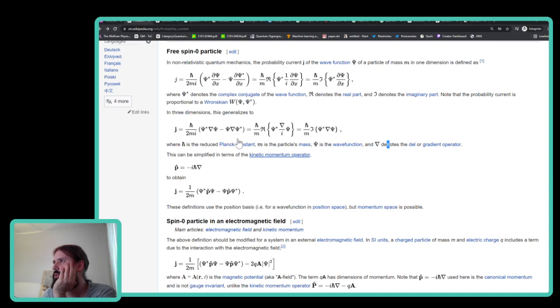Let's stick to these though. If we just stick to these, what this is saying is that in non-relativistic quantum mechanics, the probability current J of the wave function psi of a particle of mass m in one dimension is defined like this. I know we're not in one dimension, but why do you actually need a minus? That's what I don't understand. So okay, so you do.